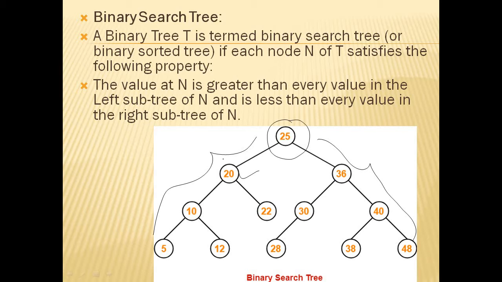And the same rule will apply here also. The element which is less than 20 will be placed on the left hand side, and which is greater than 20 will be placed on the right hand side. Here we have 10 and 22. 10 is placed on the left hand side, 22 is placed on the right hand side. The same will apply for 10 also. The value which is less will be placed on the left side, which is greater will be placed on the right side. Same on the right hand side also. So this is about the binary search tree.